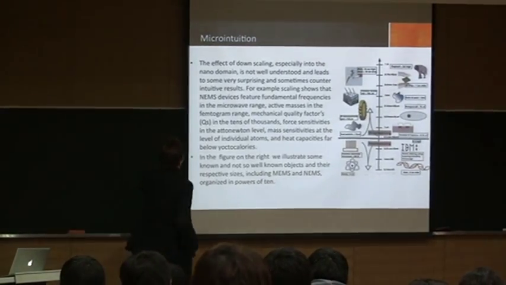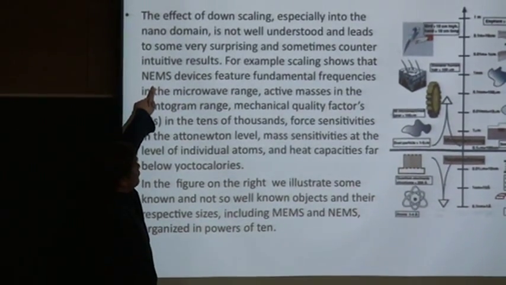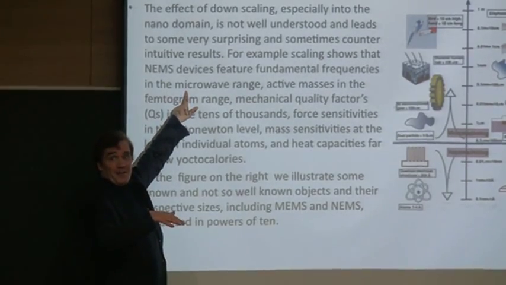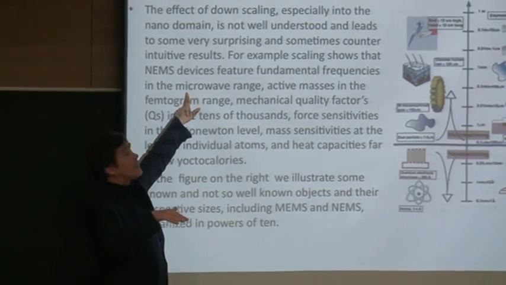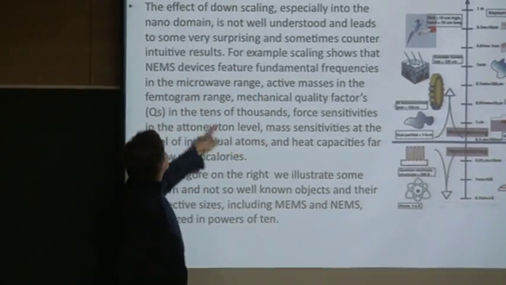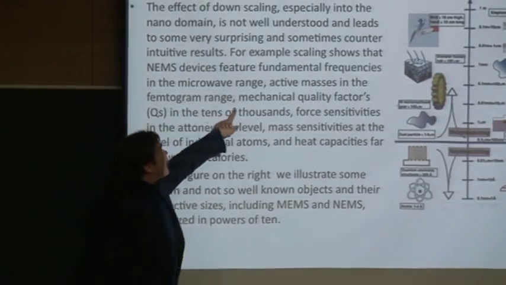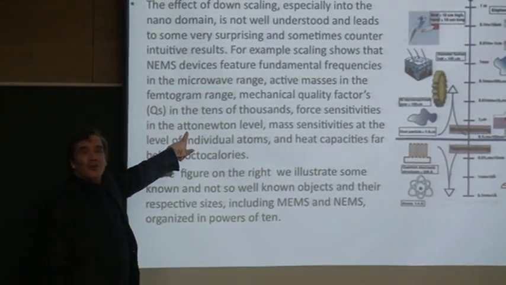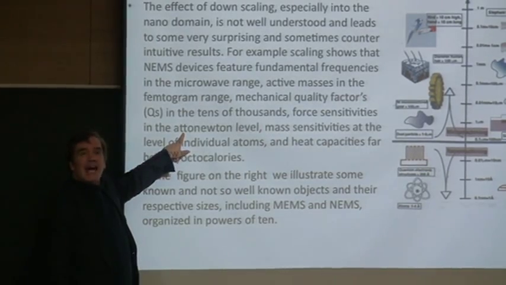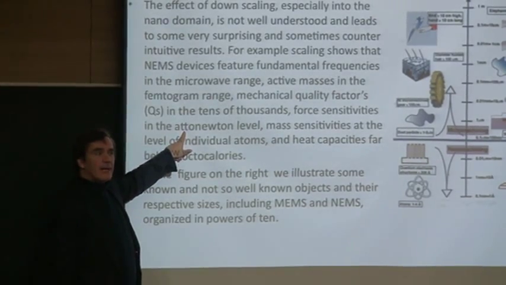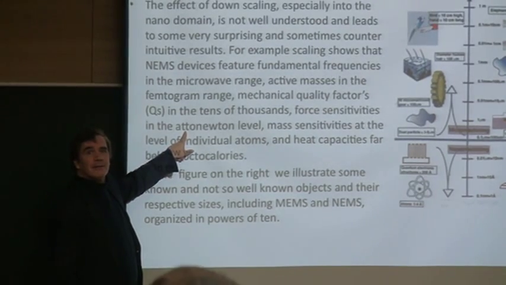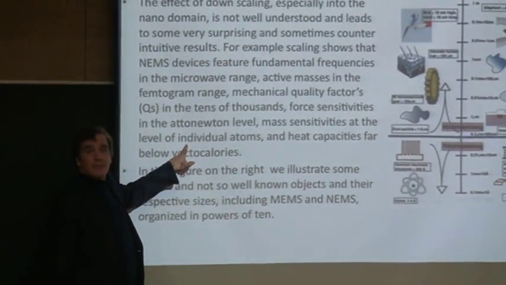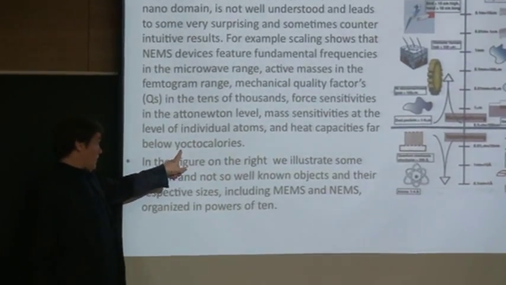For example, scaling showed that NEMS devices feature high fundamental frequencies. You can actually have microwave regime devices that vibrate so fast they are in the microwave regime. You can measure active masses in the femtogram range. You can have mechanical quality factors, or Qs, in the tens of thousands. And you can have force sensitivities in the attonewton level. What is atto? 10 to the minus 18. Mass sensitivities at the level of individual atoms, and heat capacities far beyond yocto.